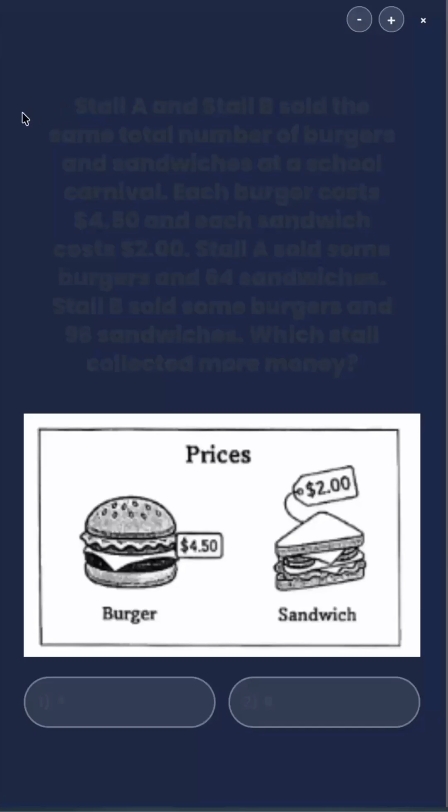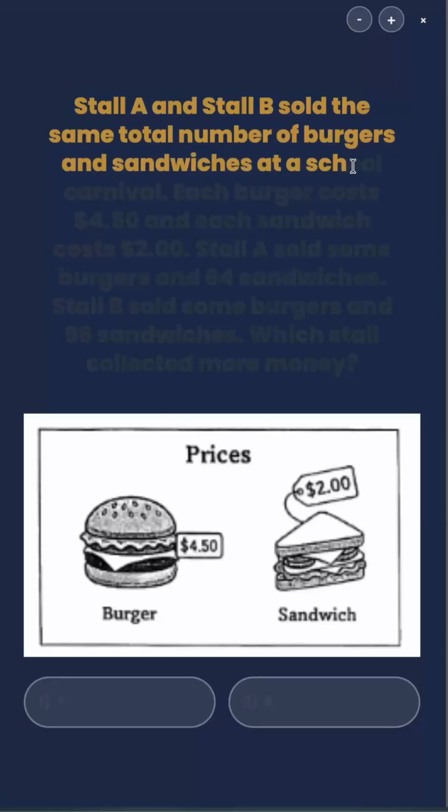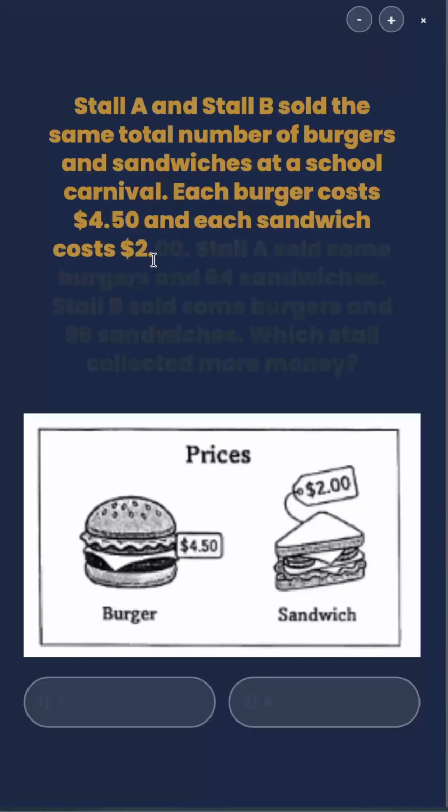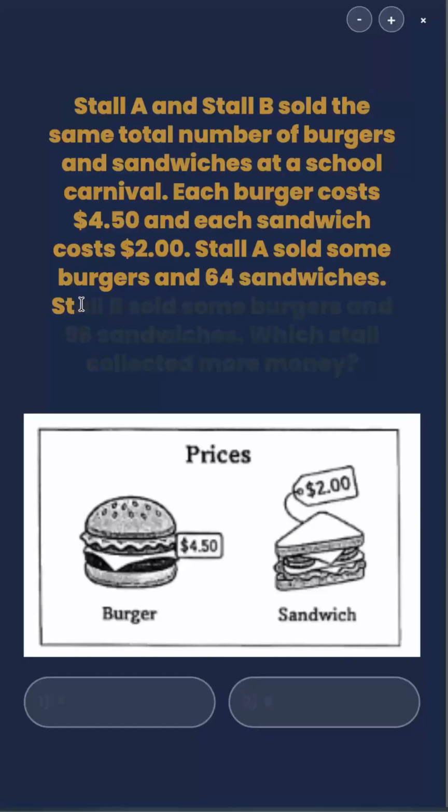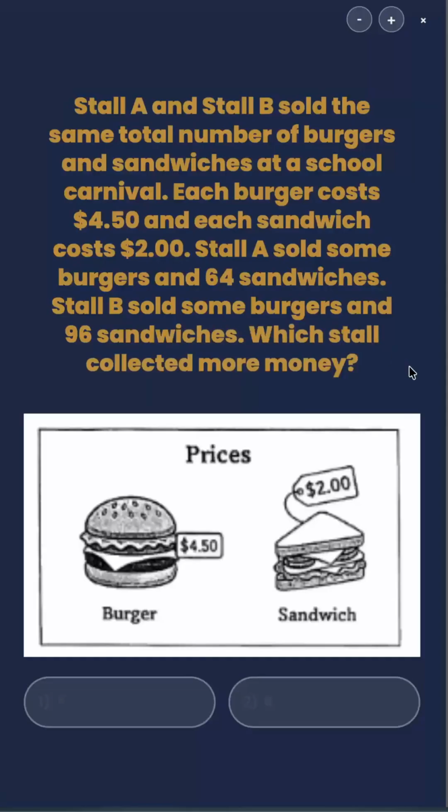Question 17, Part A. Stall A and Stall B sold the same total number of burgers and sandwiches at a school carnival. Each burger cost $4.50 and each sandwich cost $2. Stall A sold some burgers and 64 sandwiches. Stall B sold some burgers and 96 sandwiches. Which stall collected more money?